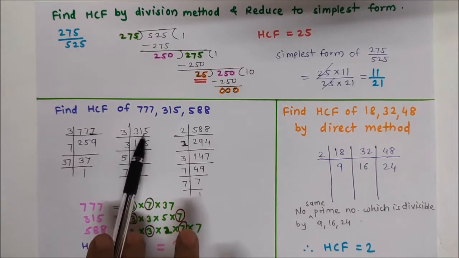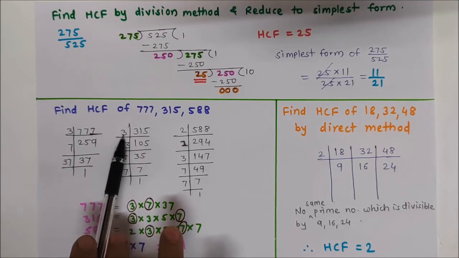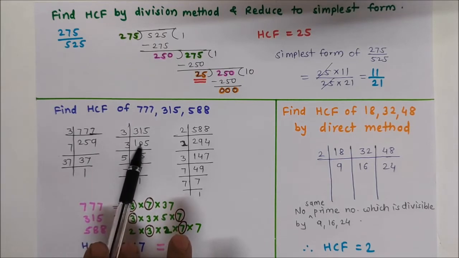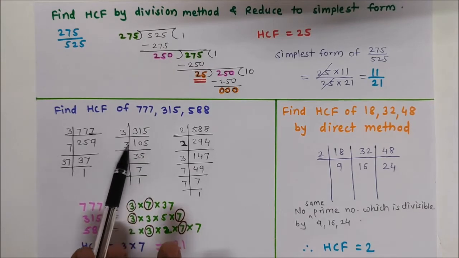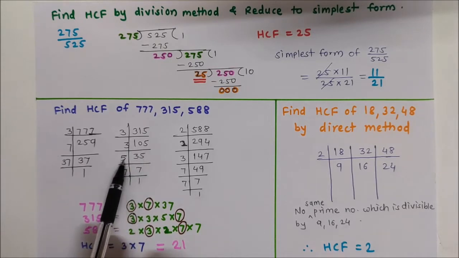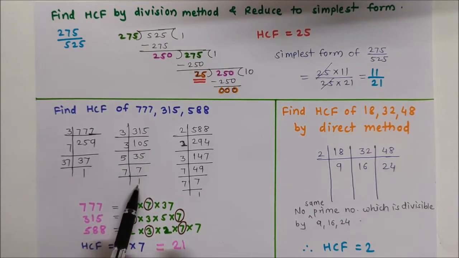The second number is what? 315. So 3 plus 1 plus 5 is 9. 9 is in the table of 3 and it is divisible by 3. That's why we take 3 here. 3 ones are 3. 3 zeros are 0 because 1 is not in the table of 3, that's why you write 0 here. 3 5s are 15. Again 5 plus 1 is 6, so it is divisible by 3. 3 3s are 9, 1 is remaining. 3 5s are 15. Take 5 because in the unit place there is a 5. So 5 7s are 35. Again 7 1s are 7.